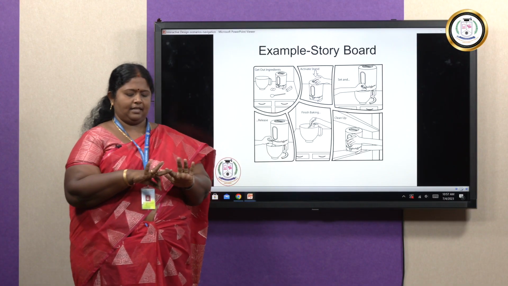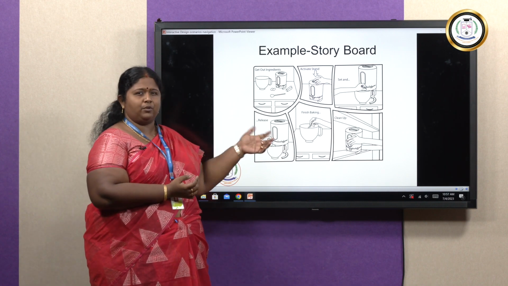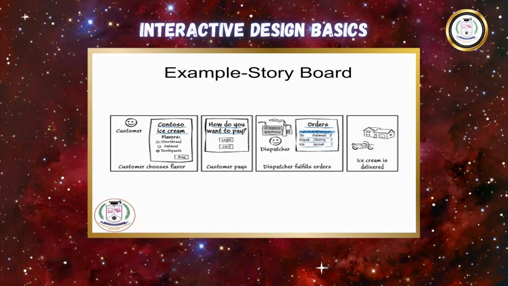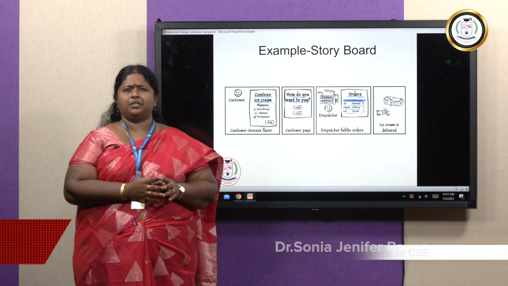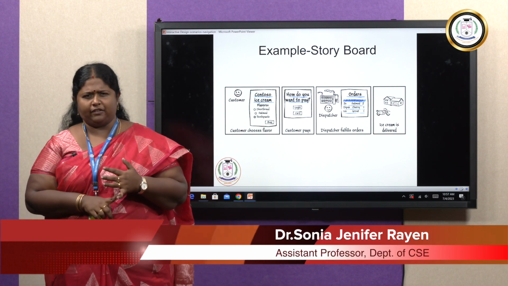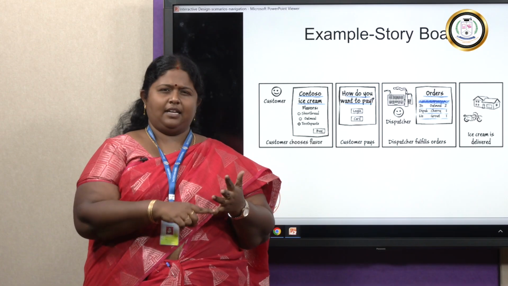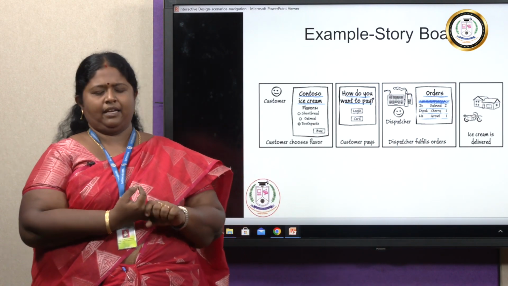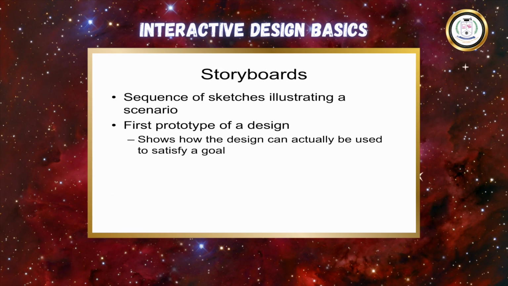So three phases are there. We are going to have our sketching, and then scenarios and storyboards. Another example, here the customer chooses a flavor, he pays, the dispatcher delivers the ice cream to the user. Hence, I would like to conclude: design is an iterative process, an imaginative process, with basic steps: analysis, design, coding, implementation. Three types again: you're going to have your sketching, your scenarios, and storyboards. Thank you.